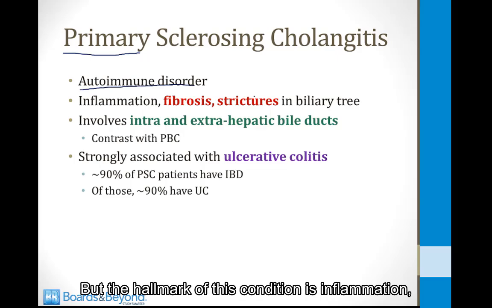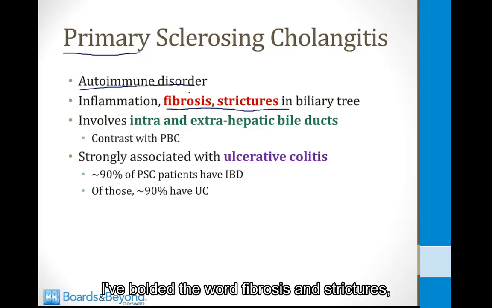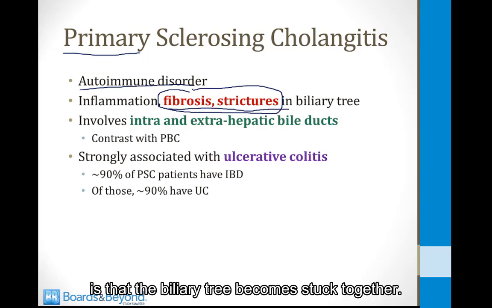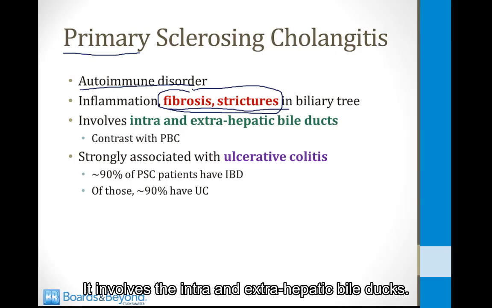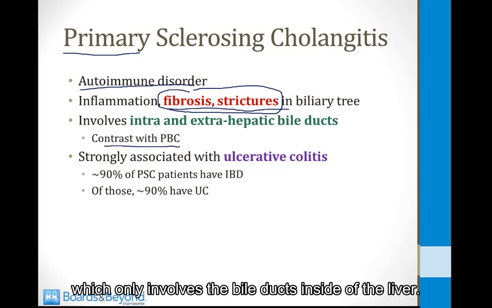So primary sclerosing cholangitis is an autoimmune disorder just like primary biliary cirrhosis, but the hallmark of this condition is inflammation, fibrosis, and strictures in the biliary tree. I've bolded the word fibrosis and strictures because what happens in this condition is that the biliary tree becomes stuck together and the bile therefore cannot flow. It involves the intra and extrahepatic bile ducts, and that's different from primary biliary cirrhosis, which only involves the bile ducts inside of the liver.